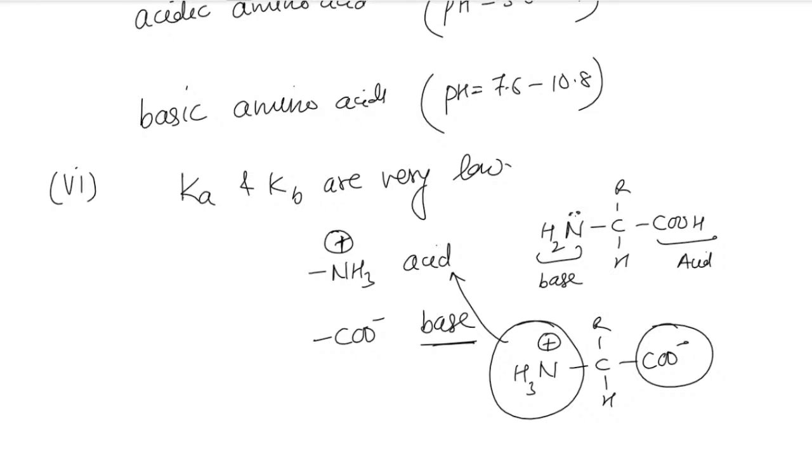Now come to configuration, which is point number 7. D and L, you know. So, the alpha carbon of all the amino acids except glycine is chiral, that we have discussed just now. The alpha carbons of all the amino acids except glycine are chiral because they are attached to 4 different groups or atoms. Hence, an amino acid can exist in 2 stereoisomeric forms, D and L.